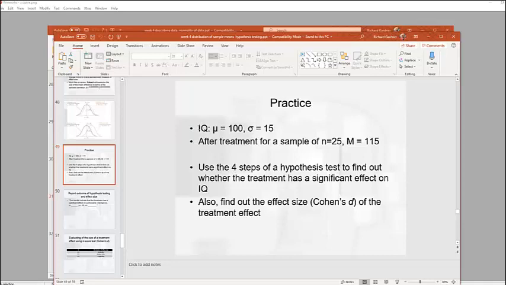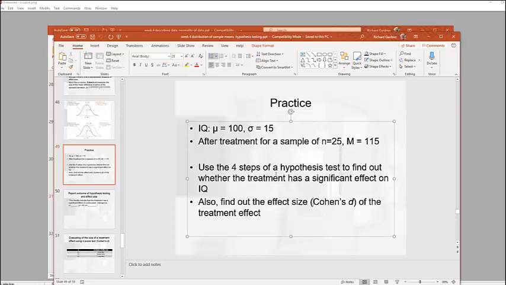So, practice. The average IQ stated by the government is 100, and the standard deviation stated by the government is 15. How do I know that? Because the letters representing them are Greek. A Greek letter represents population parameters. Then you take a sample of 25, and their average is 115. Oh, you got a smart group. So you want the 4 steps of the hypothesis test, and I also want the Cohen's d.